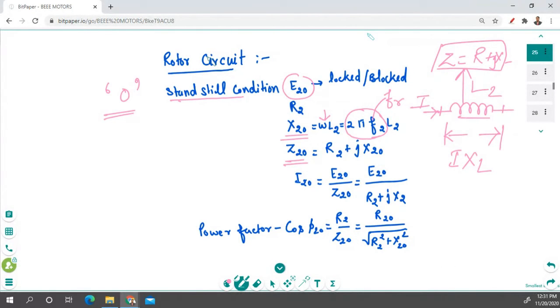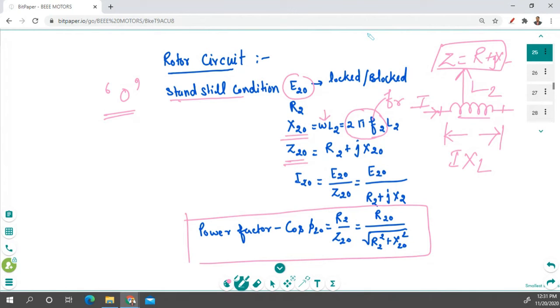Okay, so we will put the values for this current. How can you calculate the current? I is equal to E, voltage upon impedance. So we will put the value right here, and we will calculate the power factor also. Okay, so have you understood this? How we can calculate the current across this rotor part?